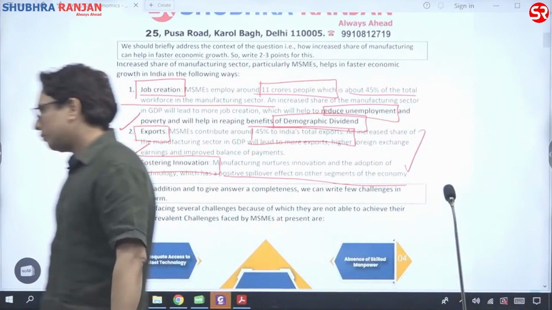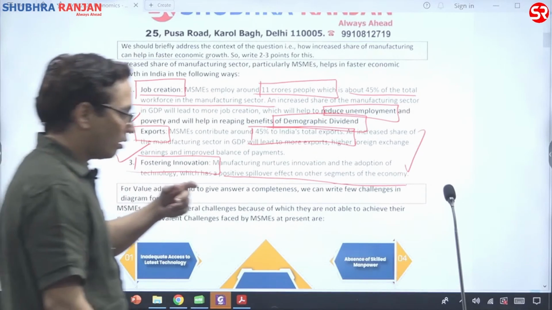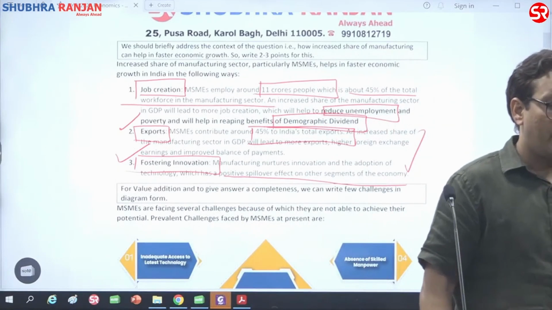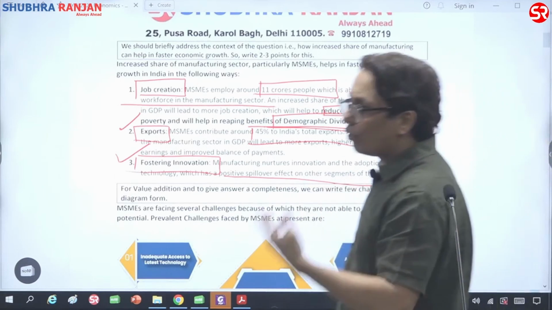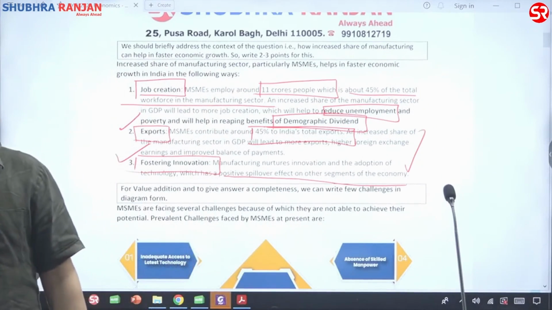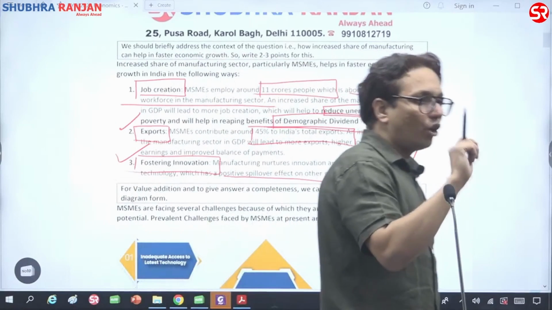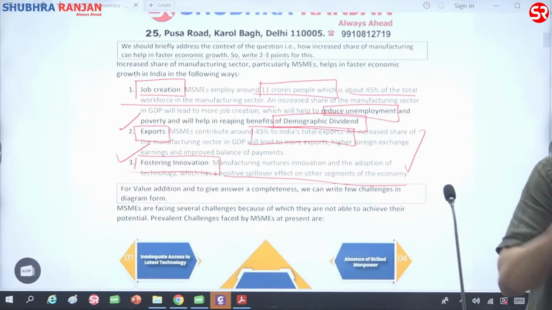Now the first part is, we have told how MSMEs can contribute to economic growth. How can they do it? It means they are not doing it. That's what the question is, right? So now we have to tell, there has to be a connecting sentence, that though MSMEs have huge advantages to the economy, they are not able to fully reap their potential because of certain challenges.